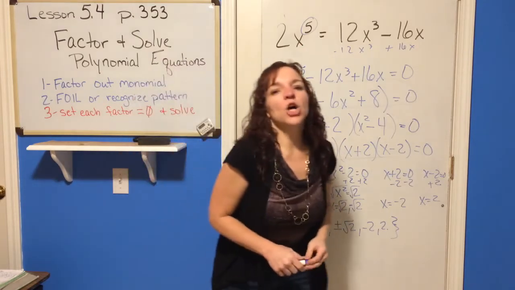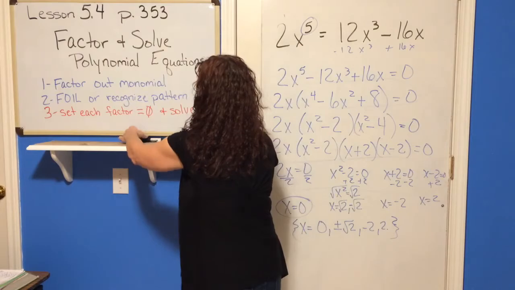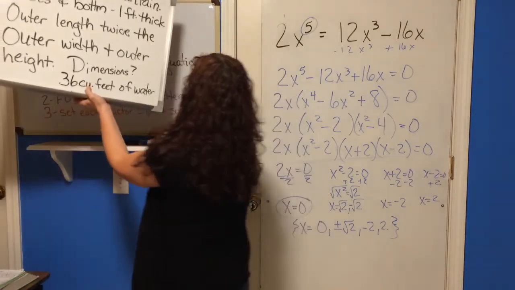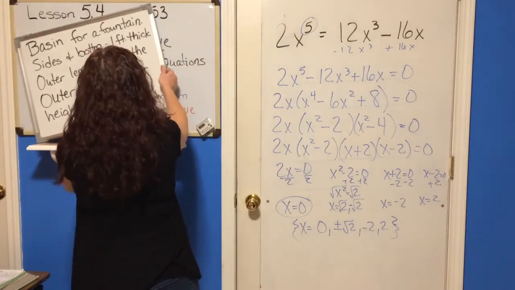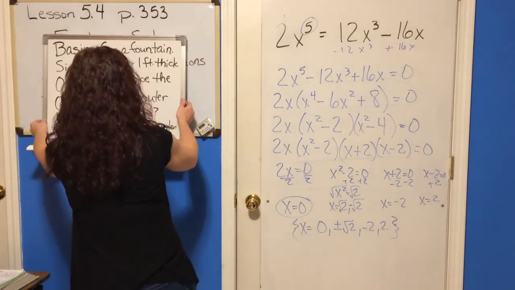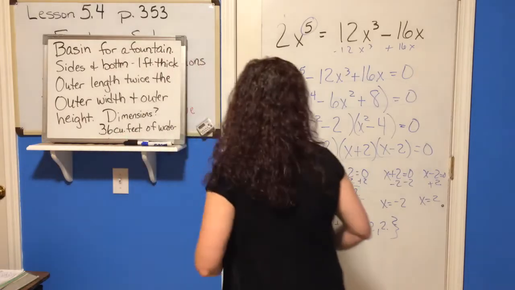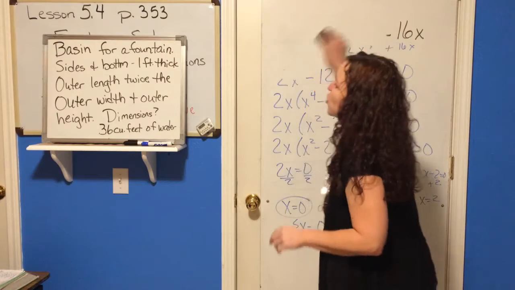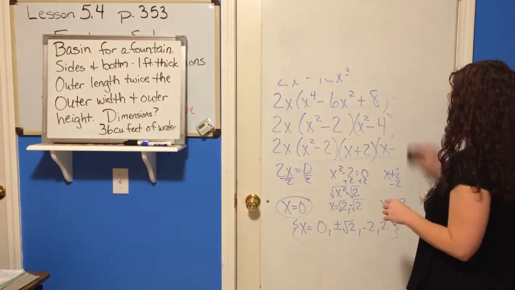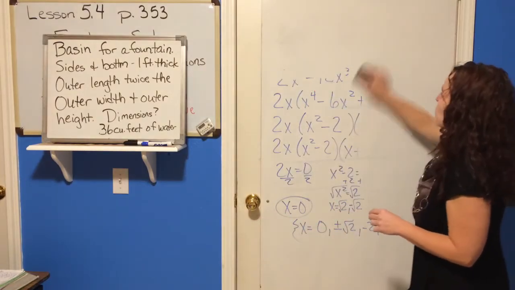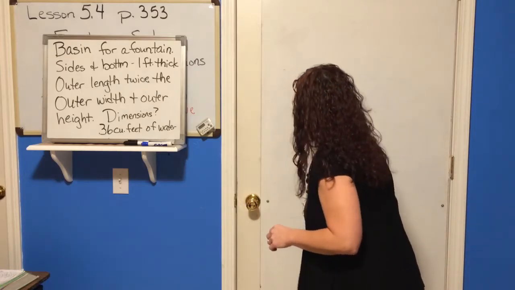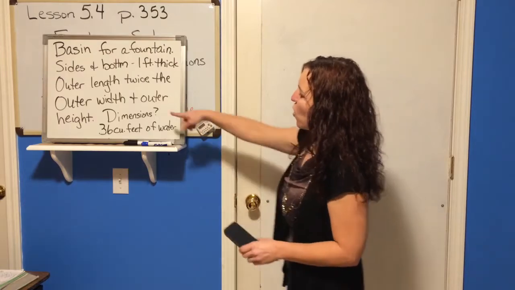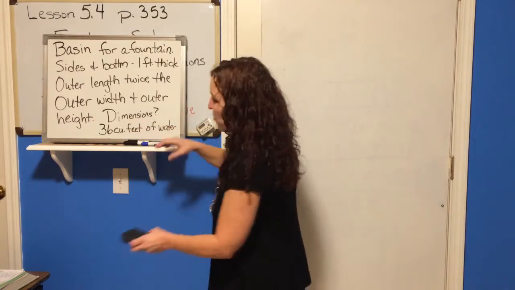Okay, I know you're not going to be happy about this, but we're going to do one more. We're going to do a word problem. Yay! Woohoo! We love word problems. All right, you're building a basin for a fountain in a city park. The sides and the bottom need to be 1 foot thick. The outer length is going to be twice the outer width and twice the outer height. You want to know, well, what are the dimensions of this if it holds 36 cubic feet of water?